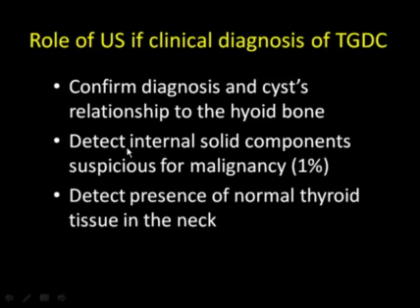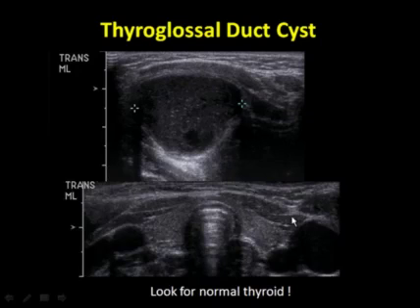Since you have the patient in your lab, you also want to look for internal solid components that are suspicious for malignancy. A very small percentage, about 1% of these patients, can have papillary thyroid cancer within a thyroglossal duct cyst. You are also charged with detecting the presence of normal thyroid tissue in the neck. Those are your duties as a radiologist scanning the neck.